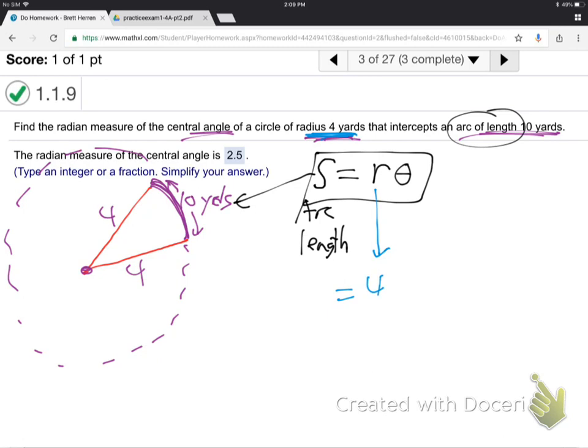Radius 4. What's the arc length? That's the 10. Length of arc, 10. You can see my writing there. Arc of length 10. The theta, I don't know. That's what I'm trying to find.